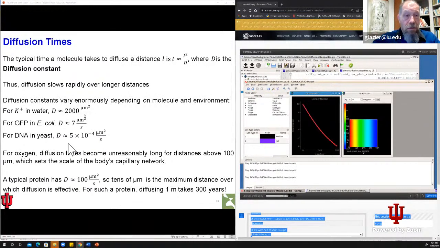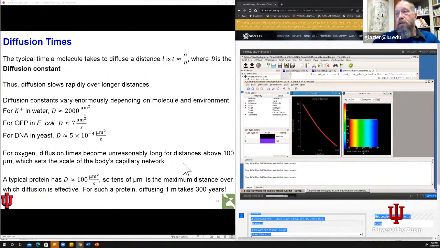DNA is big, and here we're in yeast, so the chromosomes are not huge, but are pretty big. The diffusion constant is 5 × 10⁻⁴ microns squared per second. So I have a difference here of 10⁷ in diffusion constants between my ion and the DNA.